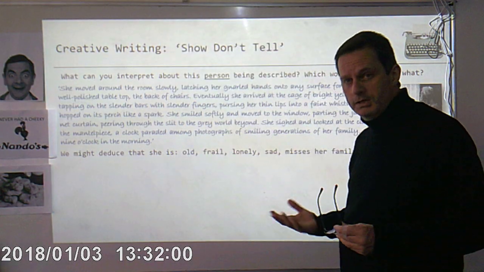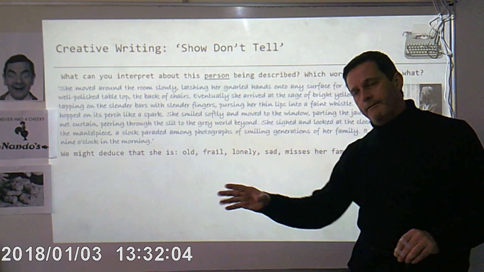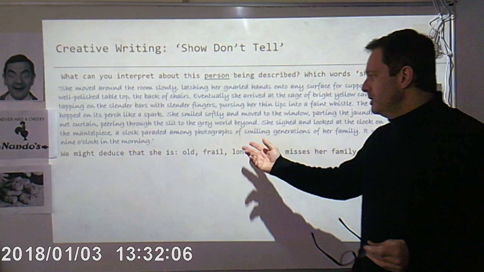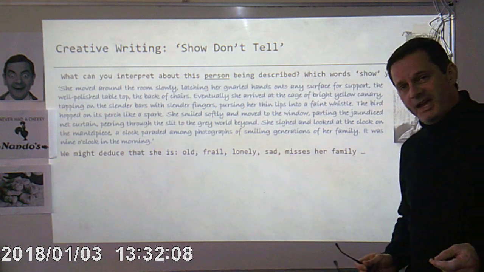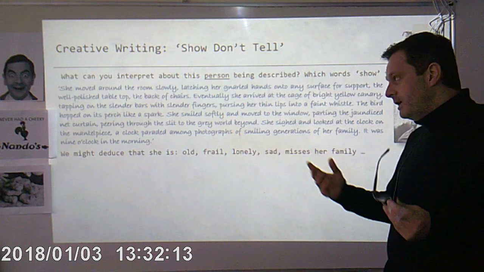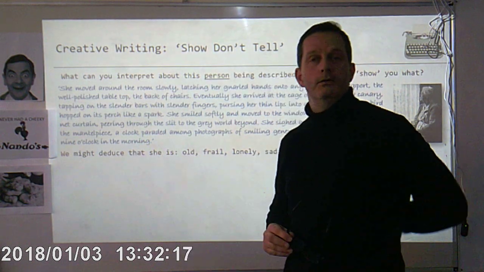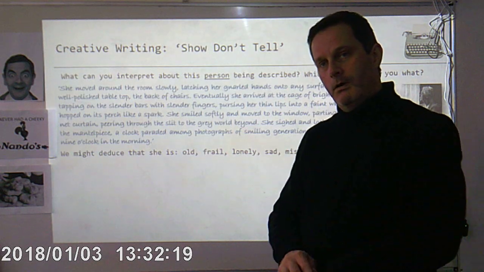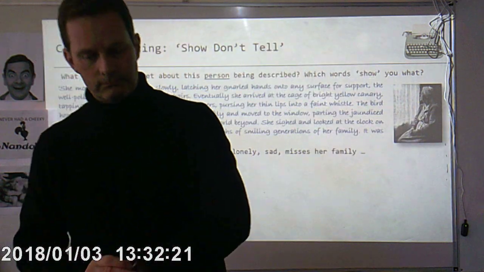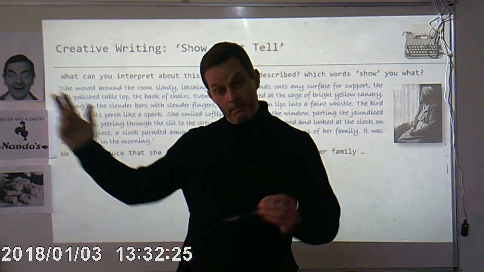So we can guess that she is old, maybe from the way she moves around the room. We guess that she is frail, having to support herself. We can guess that she is lonely and probably sad. We can guess that she misses her family. We can guess maybe that things aren't particularly going to change for this old person.